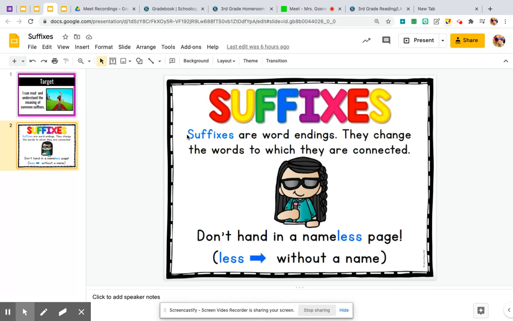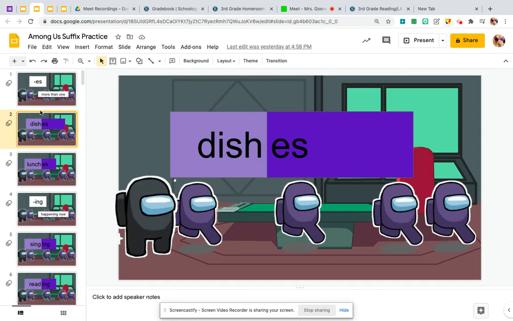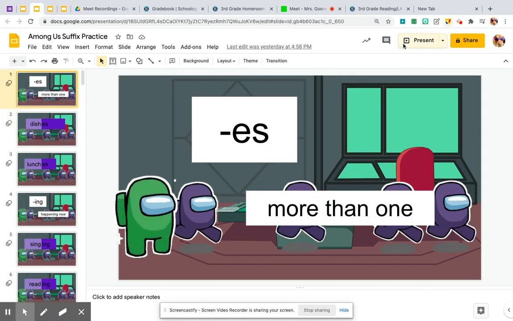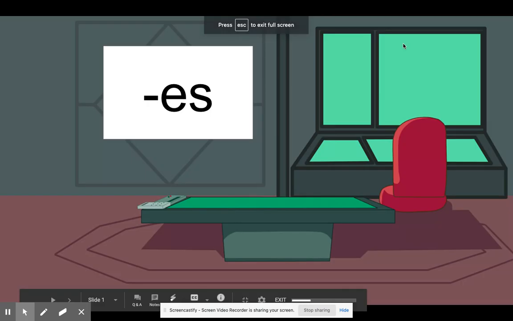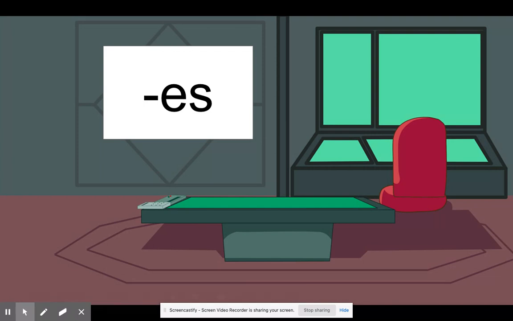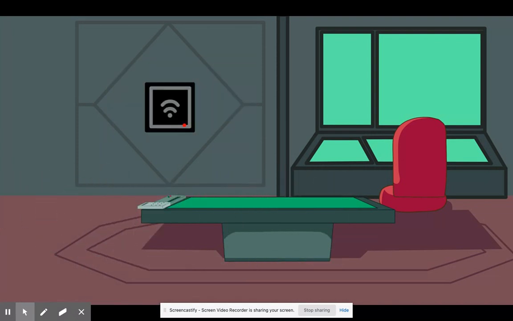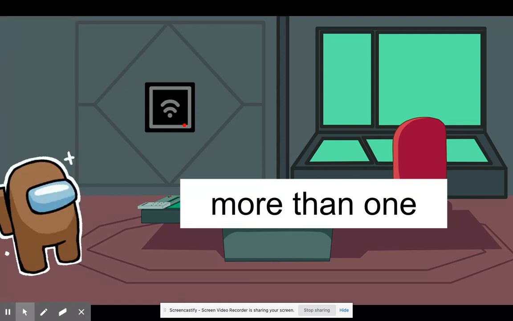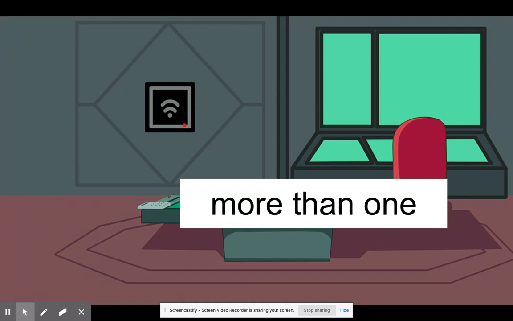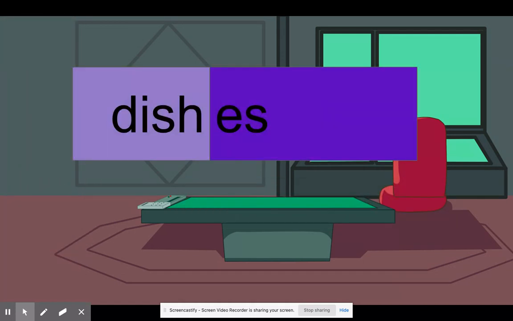So let's talk about some common suffixes we have learned. We have talked about s, and this is a fun little slide. It's a little Among Us slide. S means more than one. Here are some examples of the suffix being used. When s is attached to a base word, it makes it more than one.